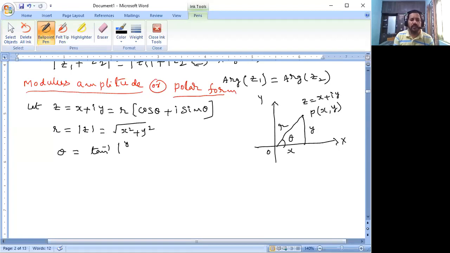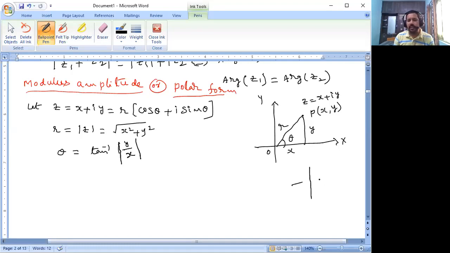These things we already know very well. r = mod z = under root x square plus y square. Theta = tan inverse of mod y by x. And observe where the complex number lies: first quadrant, second quadrant, third or fourth quadrant. How to find out theta values, you already know very well.